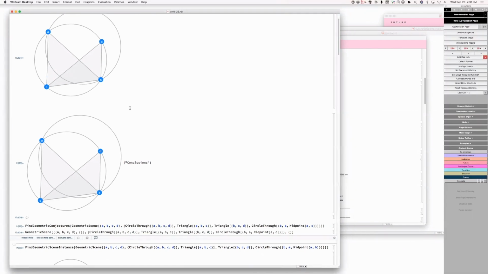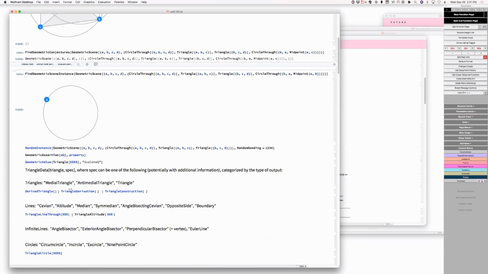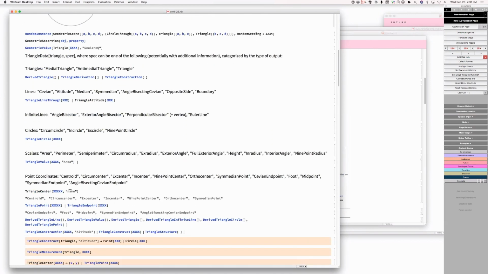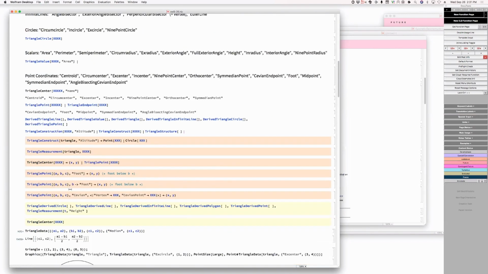Okay. Hey, listen, look, logistics here. We're running out of time. And I think we made some good progress on these. Let's work through this triangle construct, triangle measurement thing.